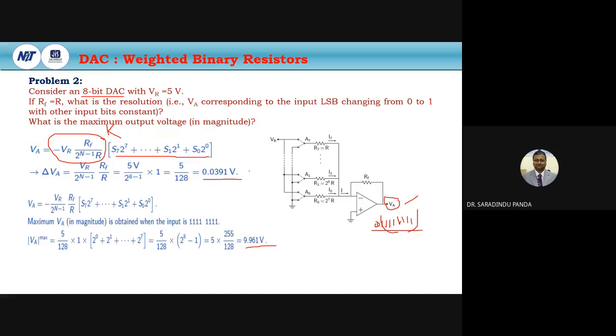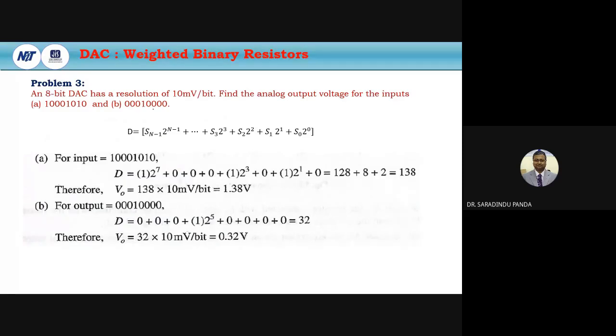The resolution is this. What is the percentage of resolution? 3.91%. Please keep in mind for any competitive exam, for the n-bit DAC, the resolution should be VR by 2 to the power of n minus 1 times RF by R. If RF is equal to R, then this is the resolution. Okay, so now come to another problem.